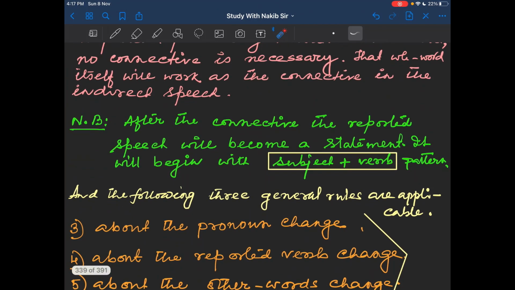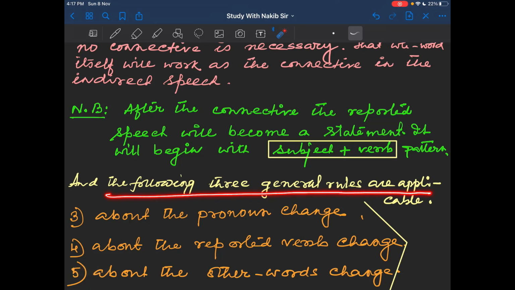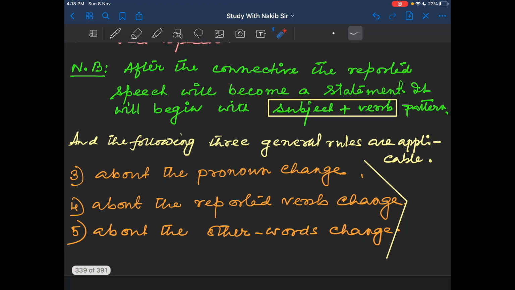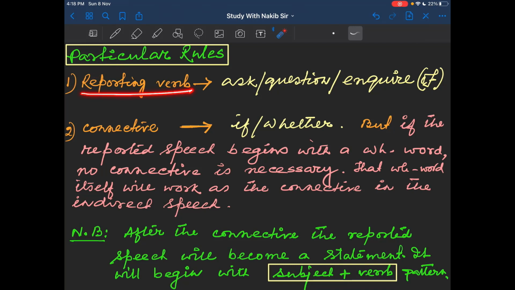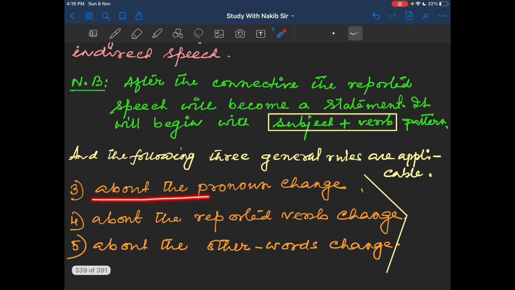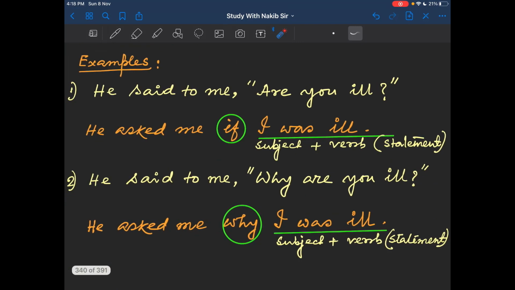Along with these 2 particular rules, the following 3 general rules are applicable. The rule is about the pronoun change, and the rule is about the reported verb change, and the rule is about the other words change in the indirect narration. Okay, so you are to see the first rule, the reporting verb change, and the second rule, the connective selection, and the third rule, the pronoun change, and the fourth rule, the reported verb change, and the fifth rule about the other words change when you want to change the narration of an interrogative sentence from the direct to the indirect. Now see the examples.